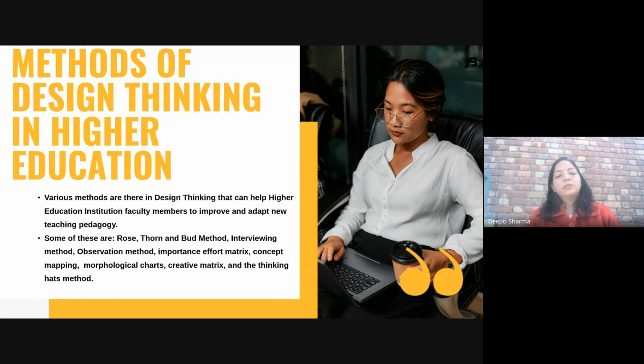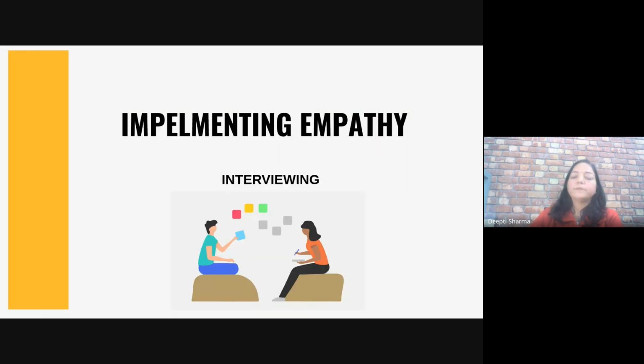Various methods are there in design thinking that can help higher education institution faculty members to improve and adapt new teaching pedagogy. Some of these are rose, thorn, and bud method, interviewing method, observation method, importance effort matrix, concept mapping, morphological charts, creative matrix, and the thinking hats method. So we will discuss some of these methods.